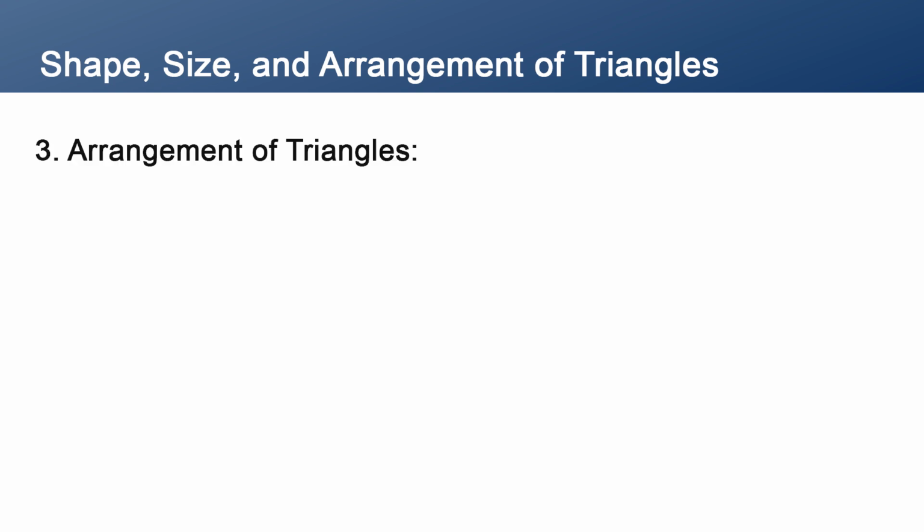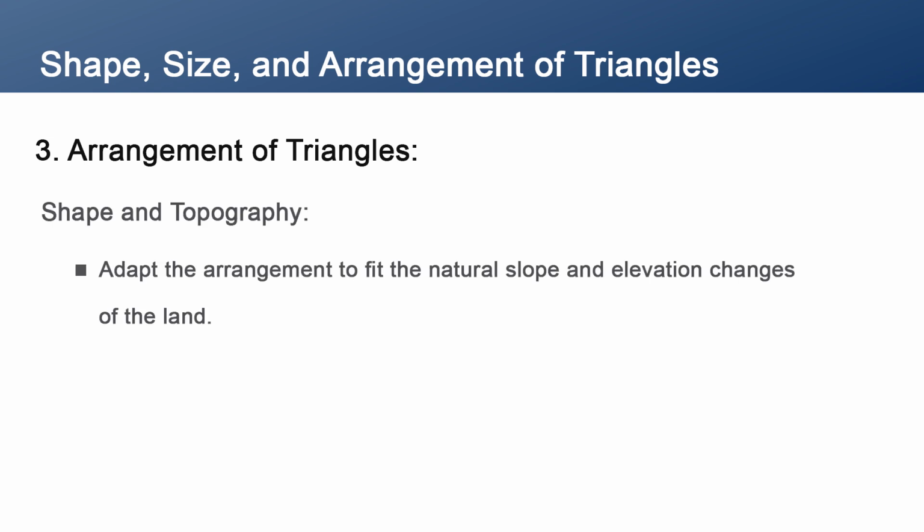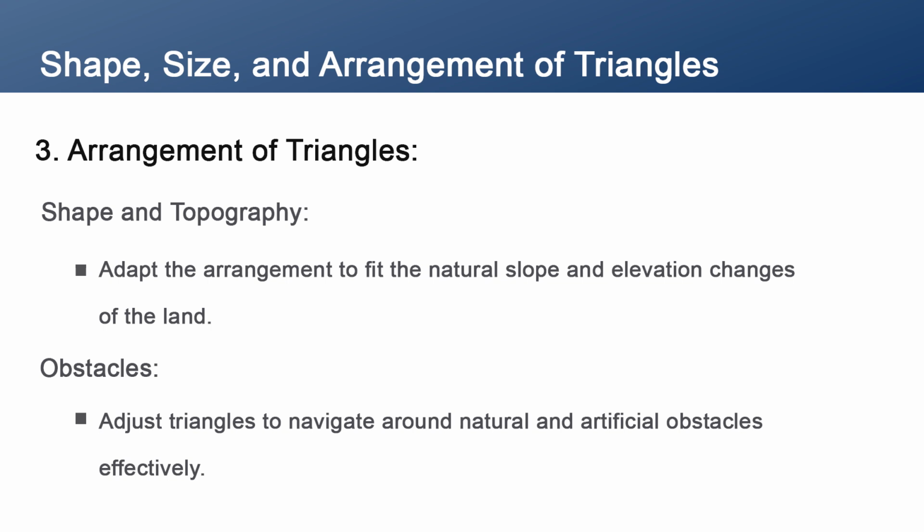Finally, arranging the triangles. The way you arrange these triangles depends on several factors. First is shape and topography. That is, the natural shape and features of the land will influence how you set up your triangles. For instance, if you are working on a hillside, you will need to arrange your triangles to match the slope and elevation changes. Next is obstacles.